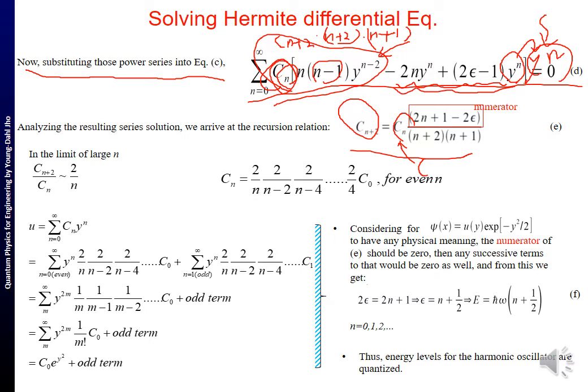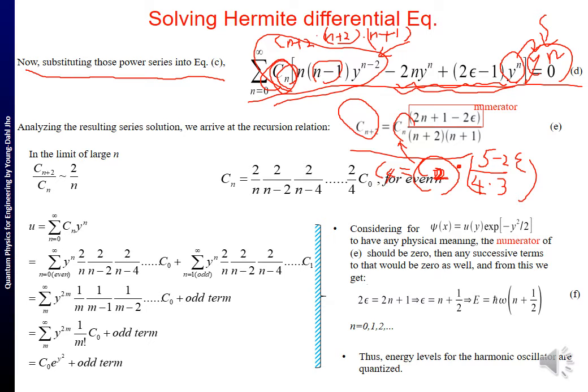So for a lower n value, something like C2 for example, we don't know C2 yet, but if we know C2, then C4 is determined, right? And then we multiply it by like 4, 3, we put 2 here, then 5 minus 2 epsilon, something like this.